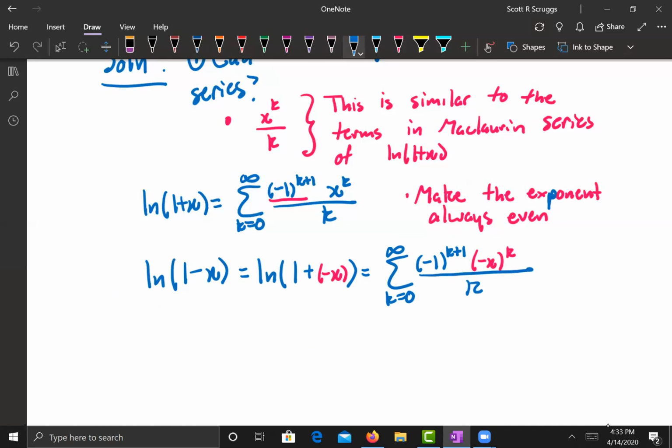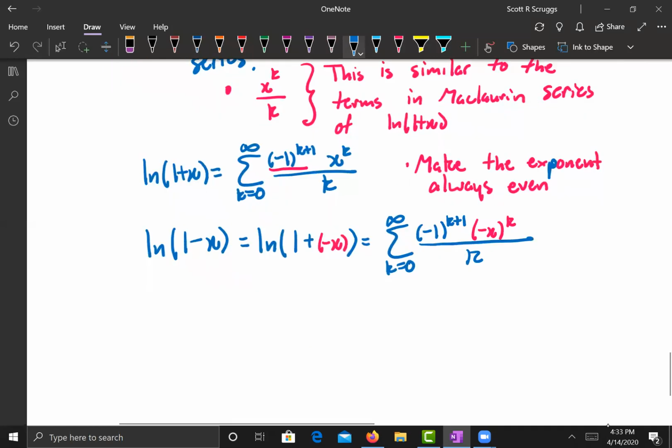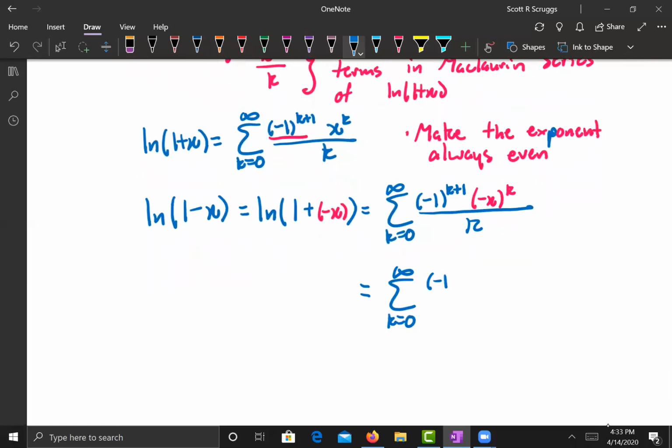Well, because I have negative x raised to the kth power, I can rewrite that as negative 1 to the k plus 1 power. And because negative x is just negative 1 times x, I can rewrite that as negative 1 to the kth power times x to the kth power over k.